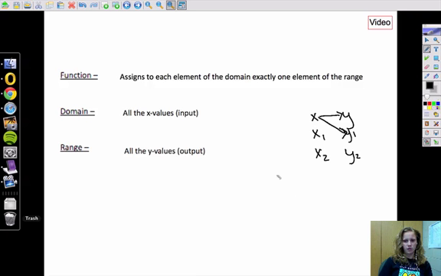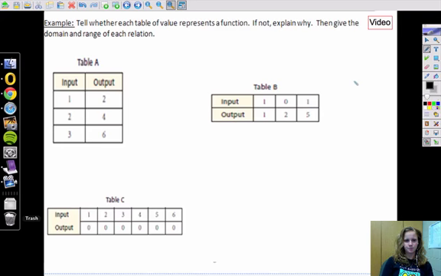And we're going to take a look at that in both a description and a table and a graph, okay? So a function, each element of the domain, each x, or each input, has exactly one y, okay? One element in the range. Okay, and we're going to look at some examples here. So we are asked to tell whether each table of values represents a function. If not, explain why not, and then give the domain and range of each relation.